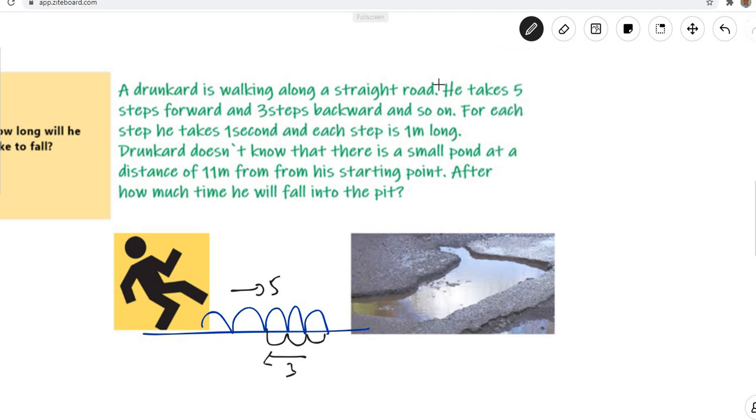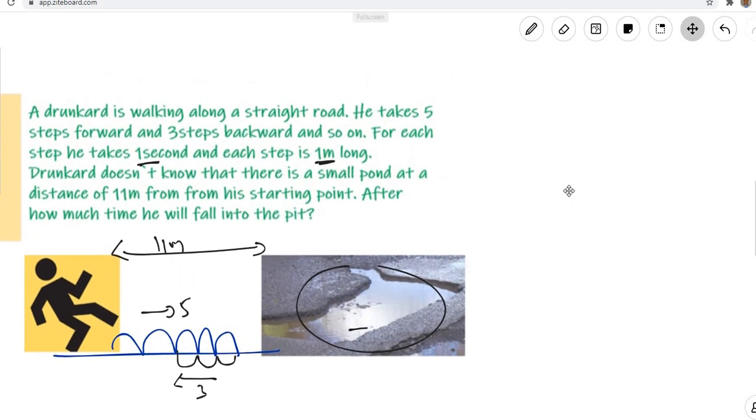Now what is the question? For each step he takes 1 second and each step is 1 meter long. The drunkard doesn't know that there is a pit. He doesn't know that there is a pond at this point. There is a pit at a distance of 11 meters. After how much time will he fall into the pit? This is a simple question.